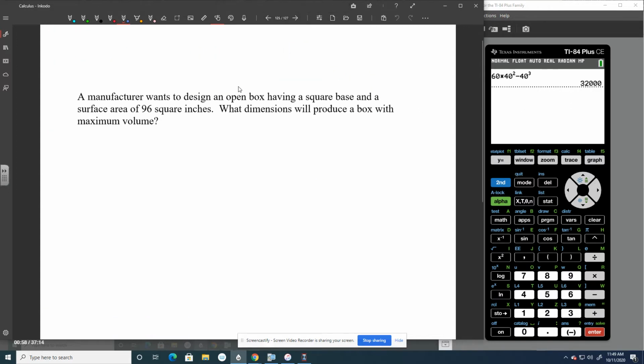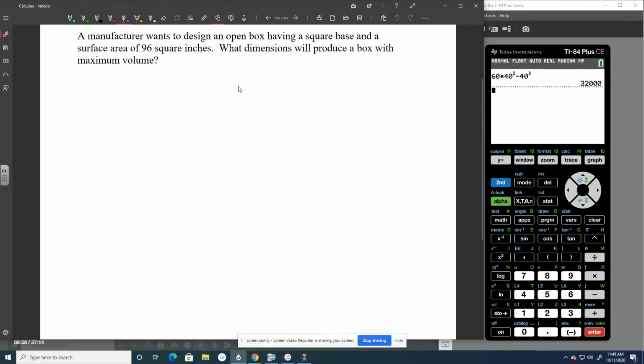A manufacturer wants to design an open box having a square base. Okay, so I've got a box, and I'm going to have a square base, which means if this is X, this is X. All right, and it's open. An open box means that it does not have a top. So it only has the sides of the box and the bottom. The top is open, kind of like a crate would be. There's no lid on it.